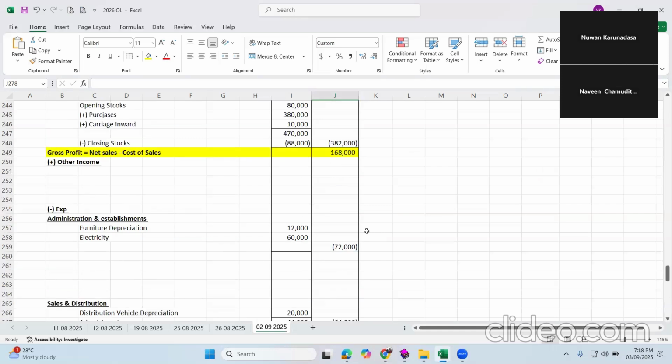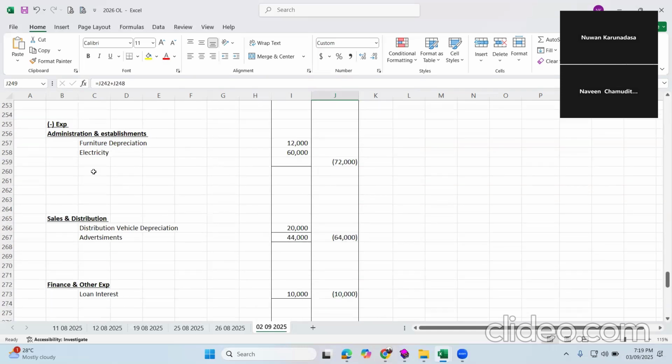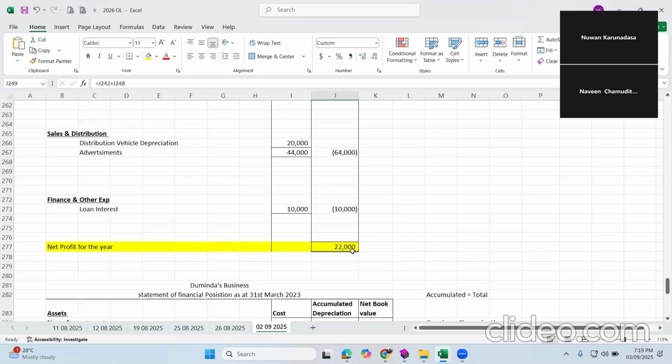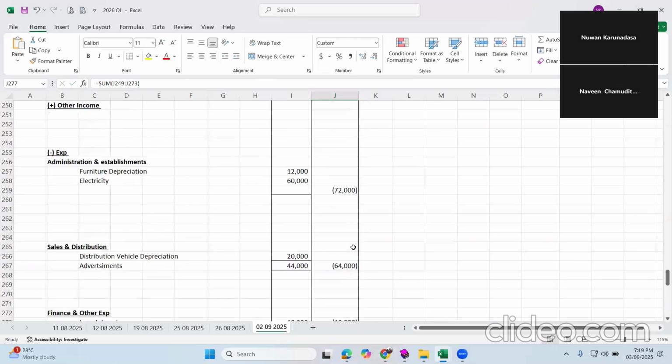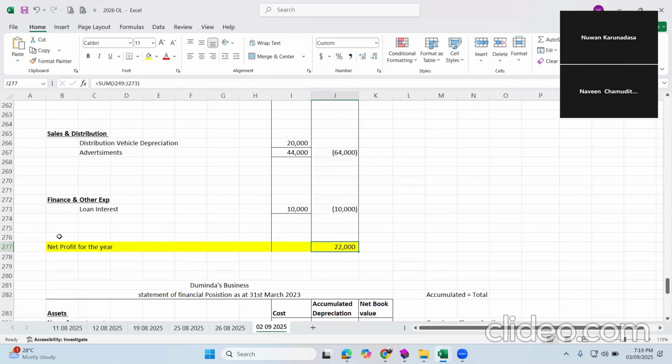If the examiner is asking you to calculate the net profit, what is the formula? Gross profit plus other income minus three expenses. What are the three expenses? Administration and establishment expense, sales and distribution expense, finance and other expense. So this is the way that you calculate net profit for the period, right?